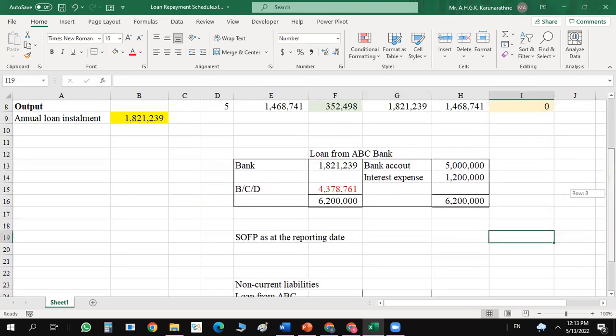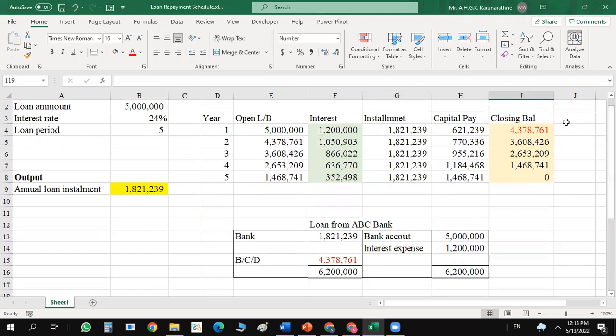It's very easy if you prepare the loan amortization schedule. This is the balance as at the end of the period. The current liability means out of this liability, how much you are liable to settle next year, which is the next year's capital repayment.